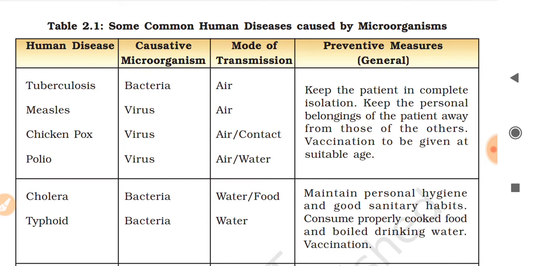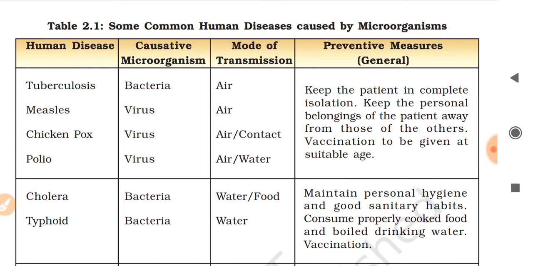And what are the preventive measures for these four diseases? They are common for all four. Keep the patient in complete isolation. Keep the personal belongings of the patient away from those of others. Vaccination to be given at a suitable age. Nowadays you understand that vaccination is done whenever a child is born, so the vaccination process will be continued to prevent these diseases.